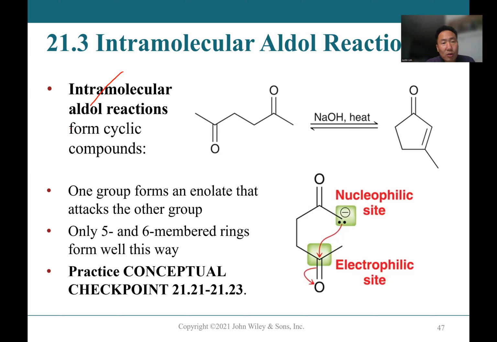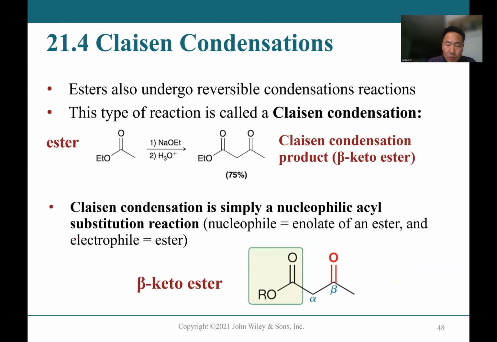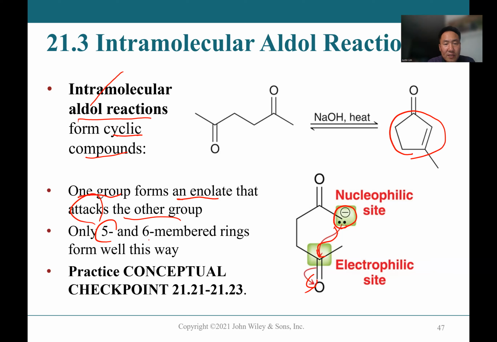Intramolecular aldol reactions form cyclic compounds. One group forms the enolate, and this part attacks the other side. Only 5- and 6-membered rings form well this way. So in this case, we can see a 5-membered ring form.